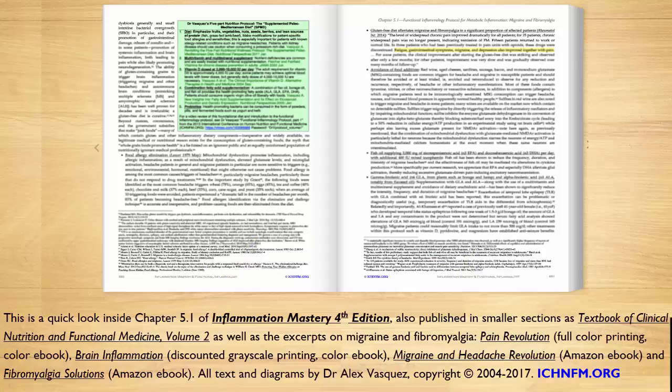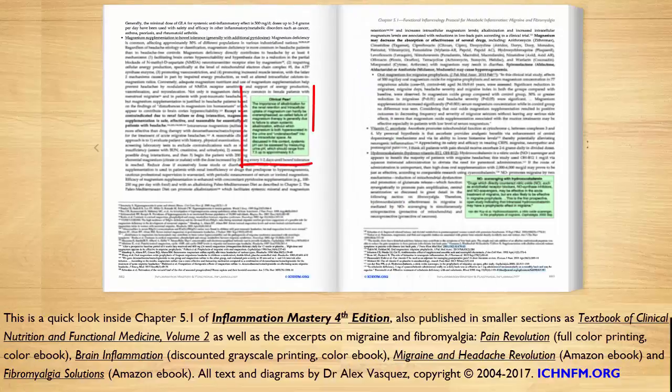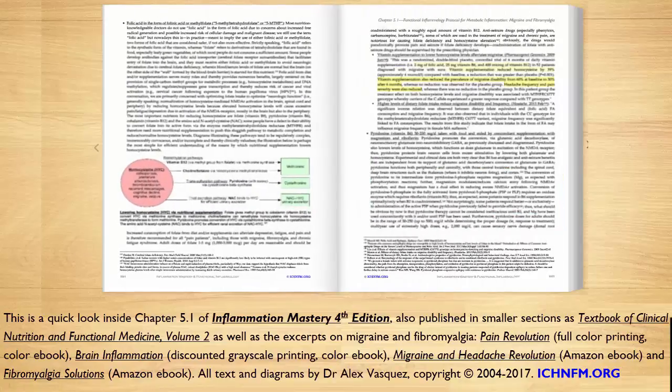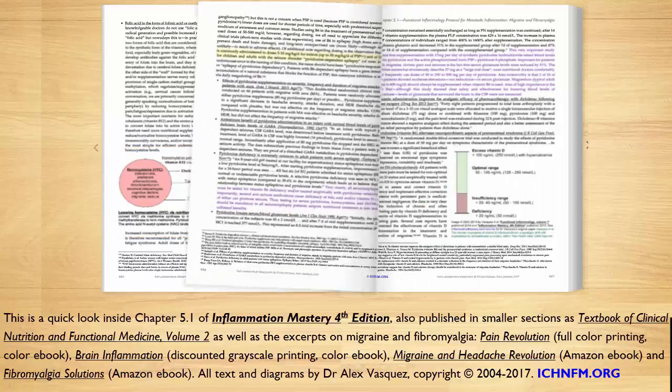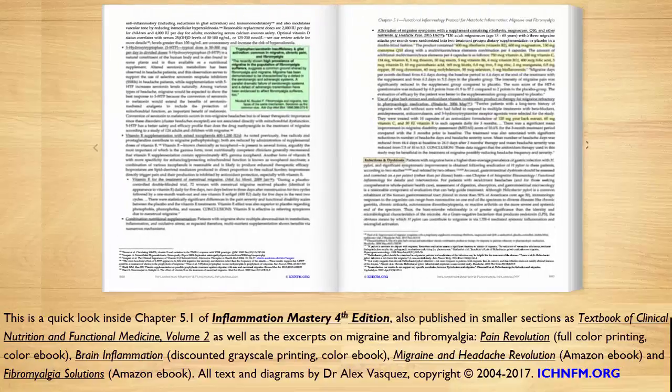I also use these text boxes to pull out a few clinical pearls that are of particular importance for the management and treatment of these conditions, in this case, specifically migraine. Again, throughout the text, I've got emphasis and illustrations to help the information stay in your mind so that you can apply it clinically, whether you're treating patients or whether you're treating yourself.